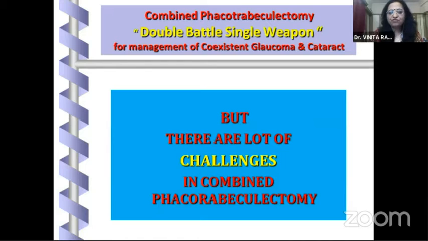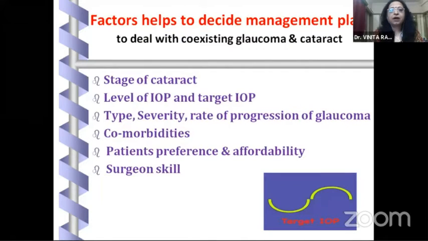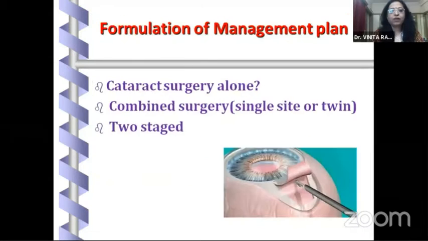But there are a lot of challenges doing this combined phacotrabeculectomy. These challenges are often due to the diagnosis and treatment, because both can influence the management of each other. The factors which can decide the management plan for coexisting glaucoma and cataract would be the stage of cataract, the level of intraocular pressure and target IOP, type, severity, and rate of progression of glaucoma, associated comorbidities, the patient's preference and affordability, and the surgeon's skill.